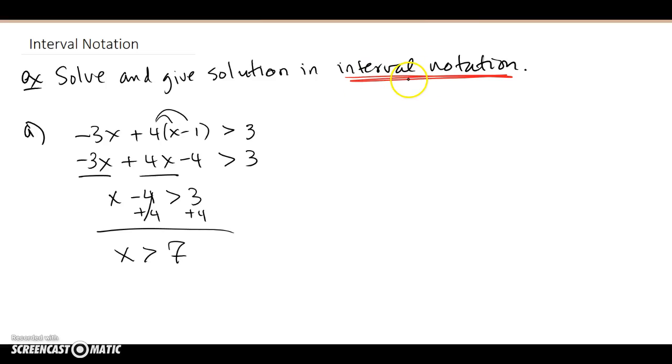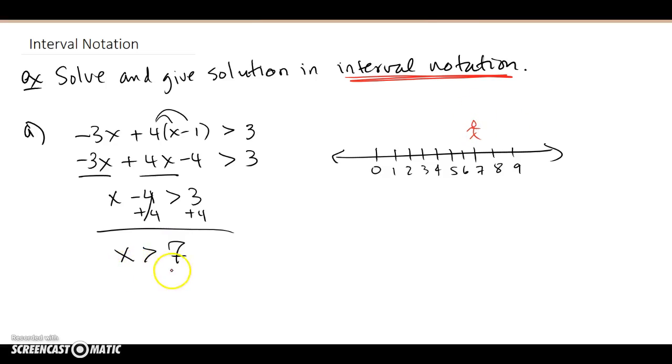So to get the interval notation, I like graphing it on the real line first. So let's go graph this guy. I'm going to go stand at 7. And then this says x is greater than 7, so I'm going to shade to the right of 7. And since I have no equal sign, just greater than, I'm going to indicate either with an open hole or parentheses. Now, I didn't ask for the graph, it asked for the interval notation.